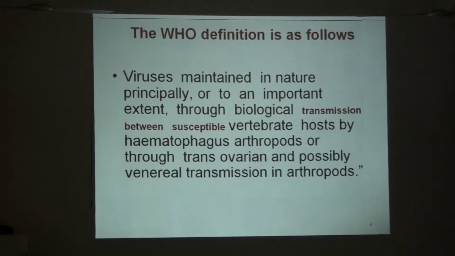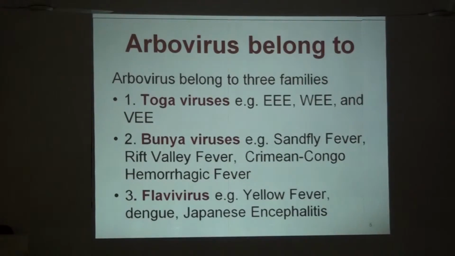According to the WHO, arboviruses are viruses which are maintained in nature principally, or to an important extent, through biological transmission between susceptible vertebrate hosts by hematophagous arthropods, or through transovarian and possibly venereal transmission in arthropods. Arboviruses belong to three families.